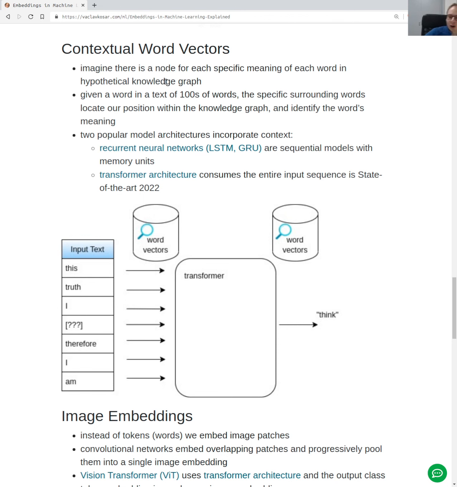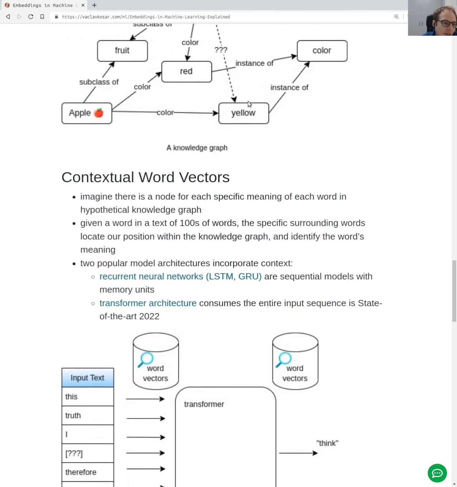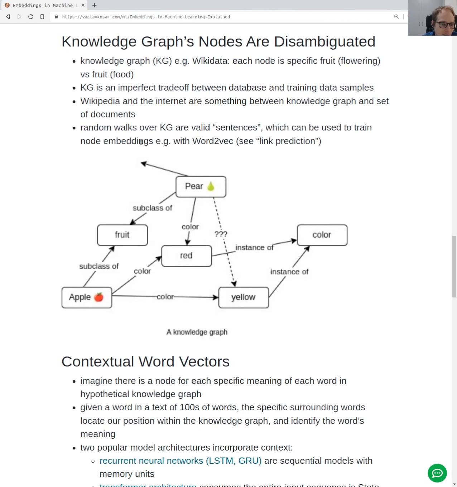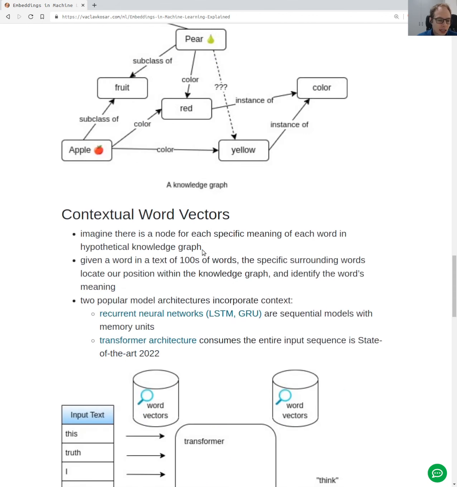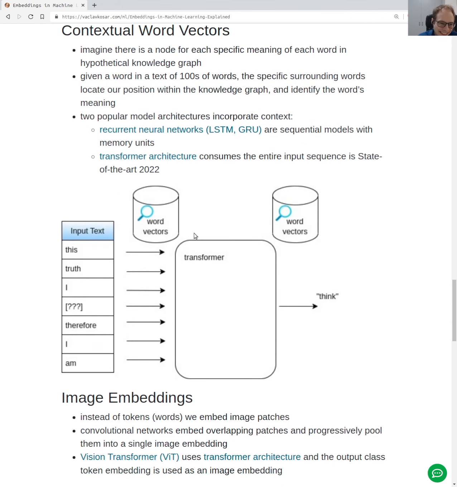And we can do that because we can see the surrounding words in this hypothetical knowledge graph, and we can understand where we are moving within this knowledge graph, right? And how do we do this? We do this by understanding the context and locating ourselves in those concepts of the knowledge graph.